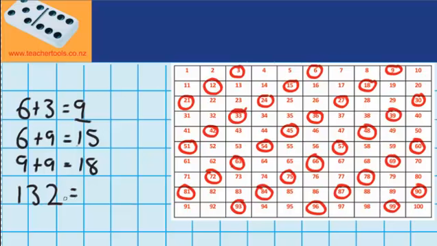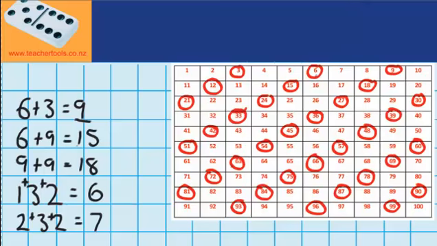132. So to work out whether this number is divisible by 3, I separate the digits and add them up. 1 plus 3 plus 2, and that equals 6. 6 is on my 3 times tables, so 132 must be divisible by 3. Here's another one. 232. 2 plus 3 plus 2, that equals 7. 7's not on my 3 times tables, so 232 is not divisible by 3.